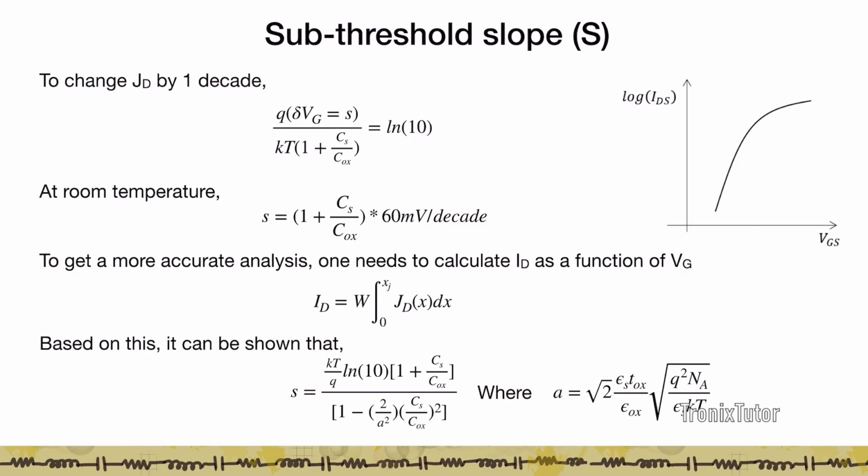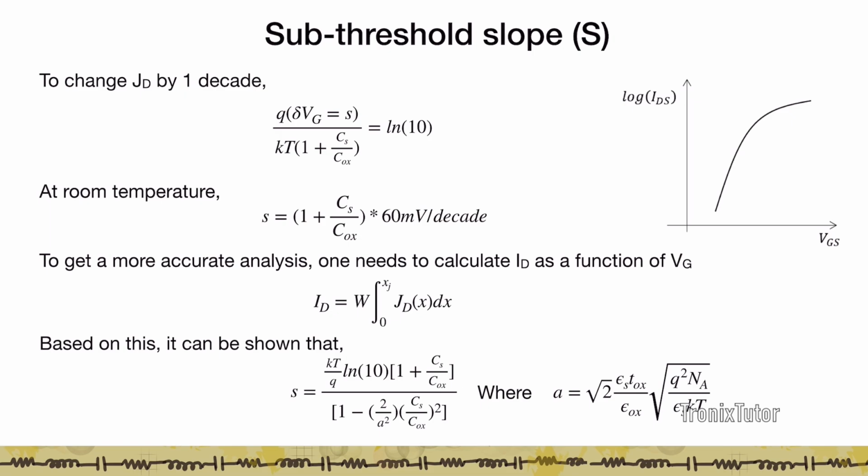So therefore, to change I_D by 1 decade, the voltage required is going to be S. So I set that to be equal to ln 10, and that gives you this very famous relationship that the subthreshold slope is given by (1 + C_s/C_ox) times 60 millivolt per decade at room temperature.